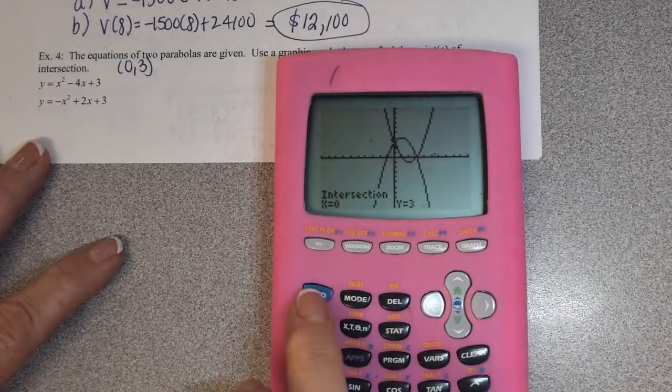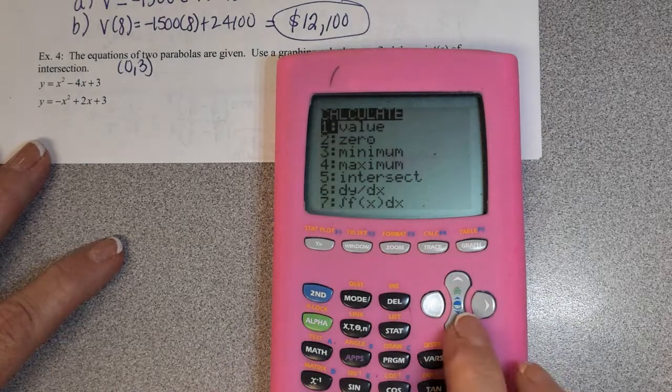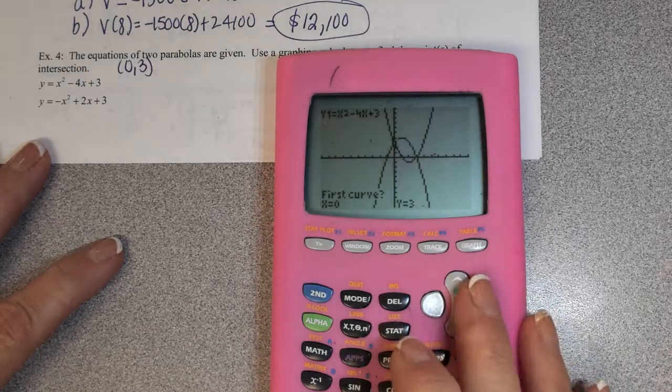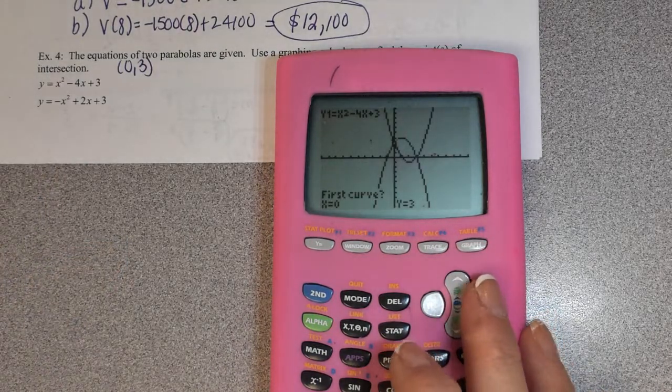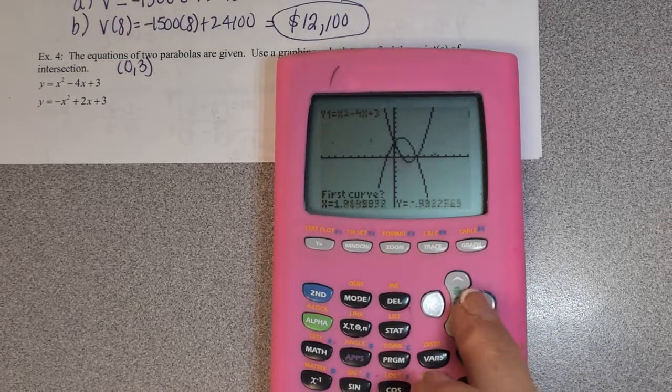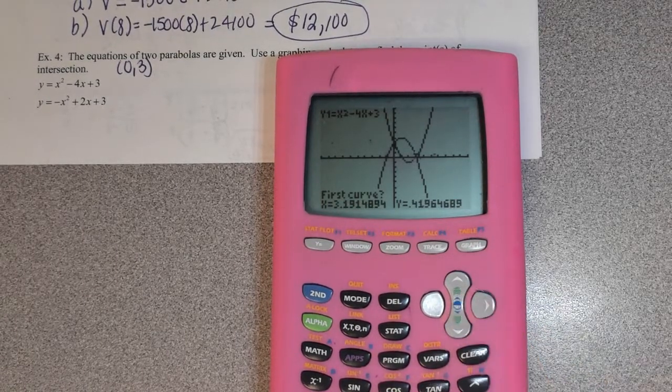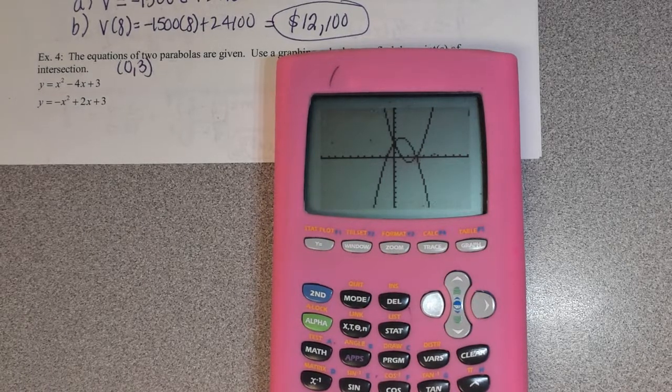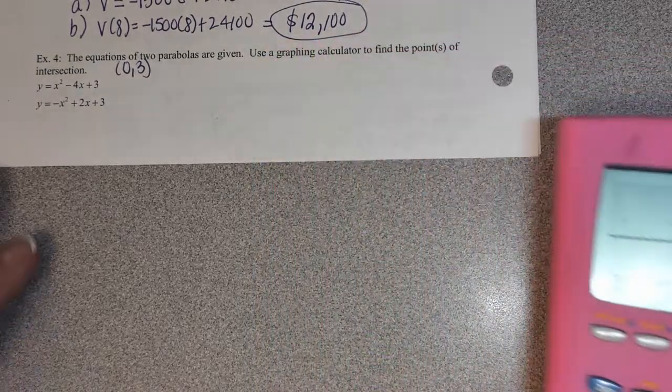To find my other point of intersection, I do the same thing. But here's the thing. Somebody kept saying, it just keeps giving me 0, 3 over and over. What are they not doing if they keep getting 0, 3 over and over? You got to arrow over. You got to go close to that point. Otherwise, it thinks you're trying to find that first point. So I arrow over. Now it's saying, is that the first curve? Yes. Second? Yes. Enter. And there's our other point of intersection.